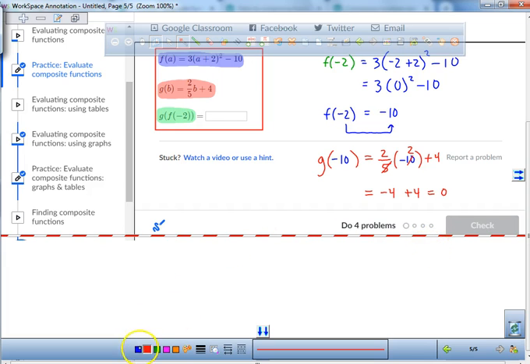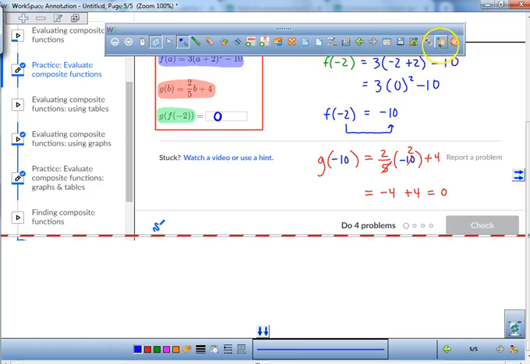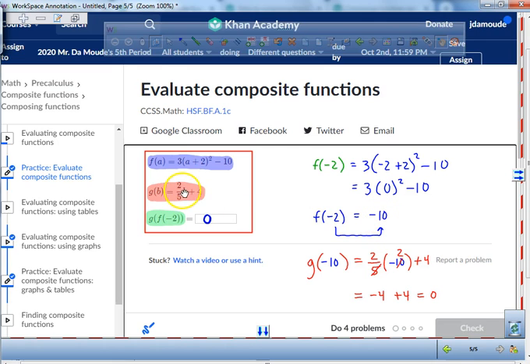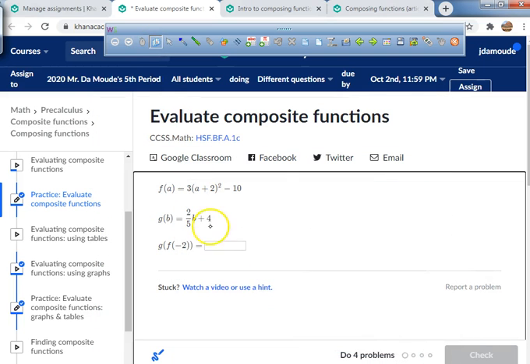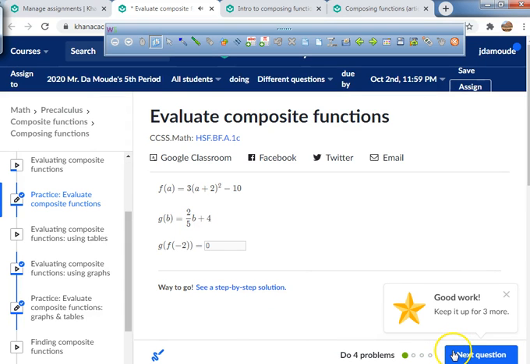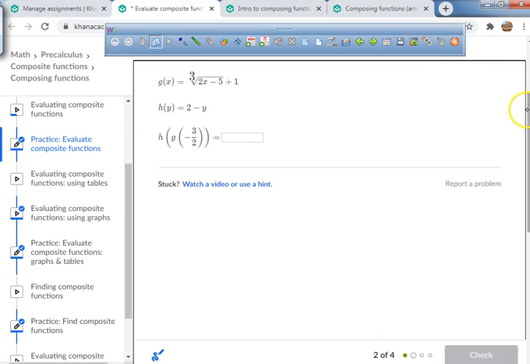So it looks like my ultimate answer of what is g of f of negative 2 ends up being 0. So here's the quick little review. I take the negative 2. I plug it into this guy. I work it out. It ends up getting a negative 10. Then I take that negative 10 and I plug it into this guy. I work it out. It ends up becoming a 0. All right. I did it right. Yay me.